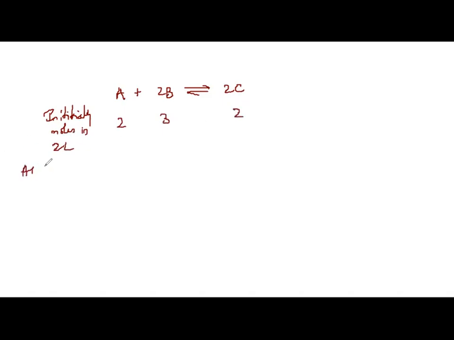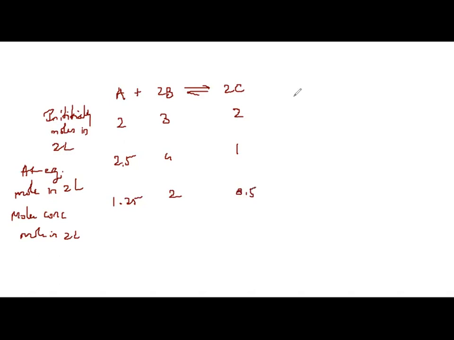At equilibrium, moles in 2 liters will be how much? Moles in 2 liters will be 2.5 here, correct? Then here it will be 4 and here it is 1. Molar concentration, moles in 2 liters will be 1.25. Yes, according to our question, 2 and 0.5. Understanding? 0.5. So solve it out.